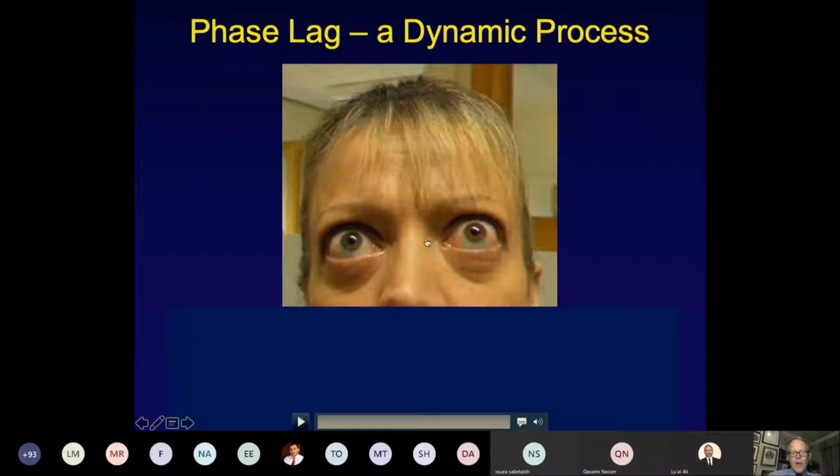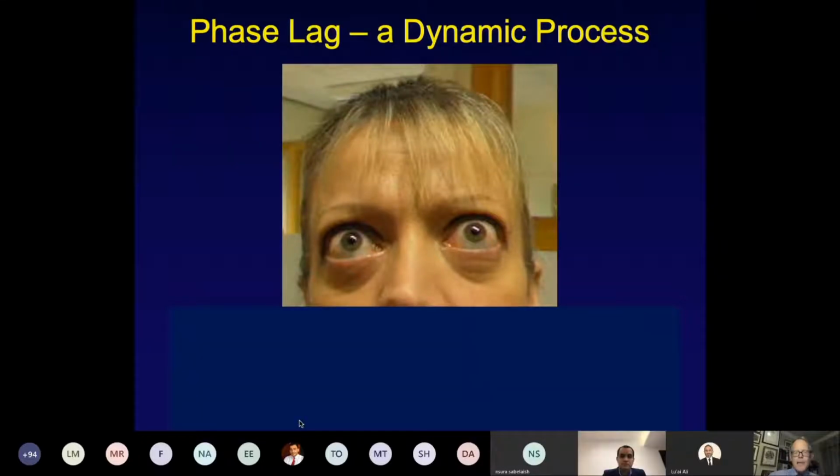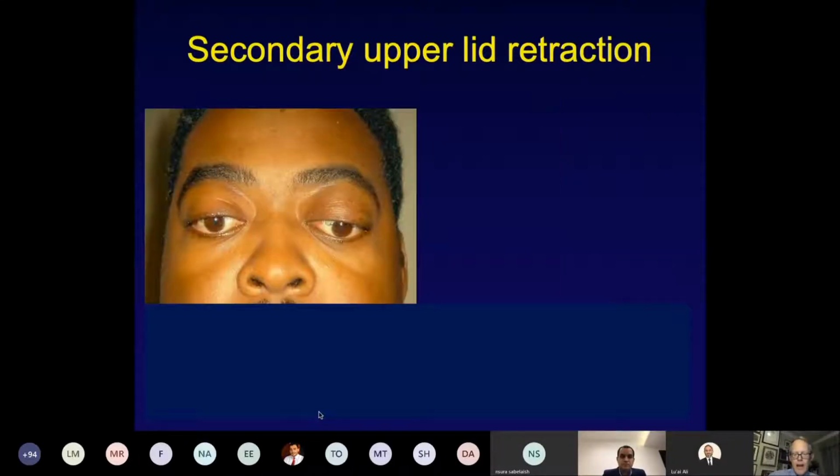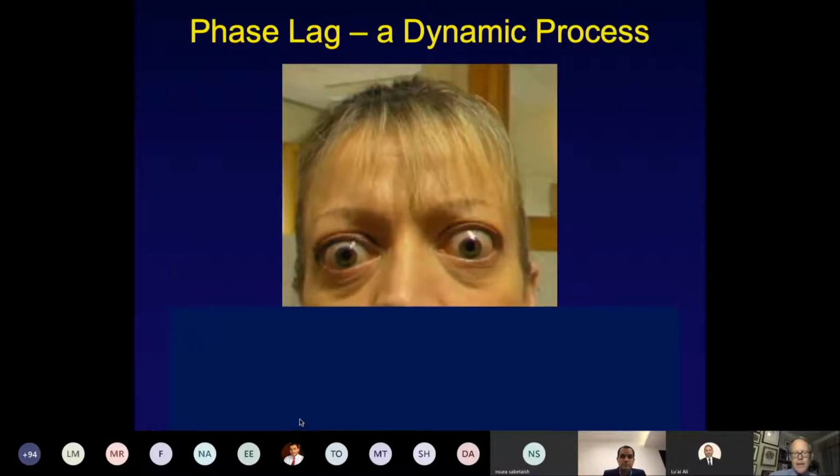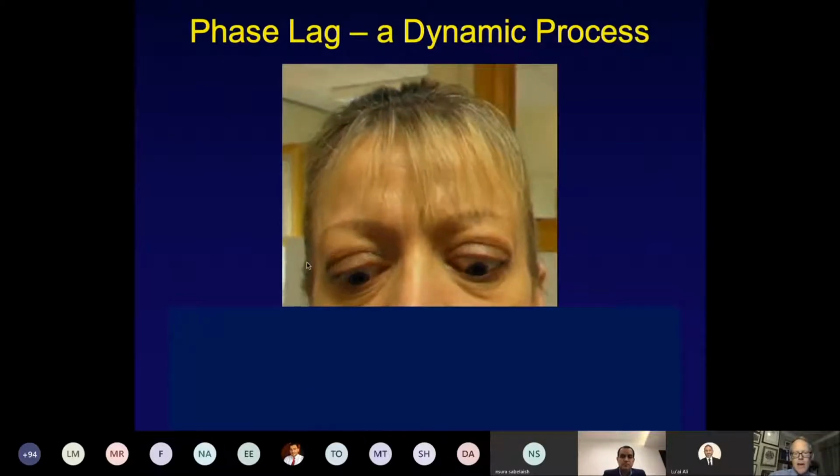Now, I also wanted to show you a particular phenomenon. Lid retraction is a static condition, but there's another condition which is related called phase lag. That is to say, the lag in phase between up gaze and down gaze. And I'm going to show you, if I can, this patient who, when she looks up, you see she has lid retraction, she has thyroid eye disease, but she has a stiff levator complex. So what happens when she looks down? What happens when she looks down, if I can show you, is this. Look at those upper eyelids, and you see how slow they are to come down.